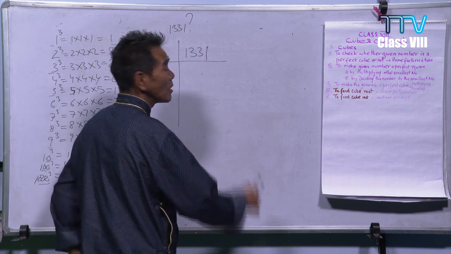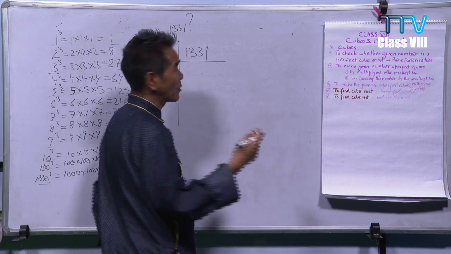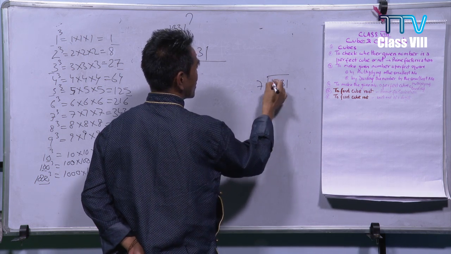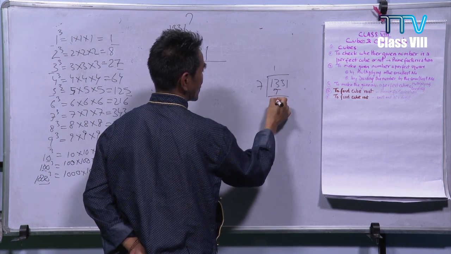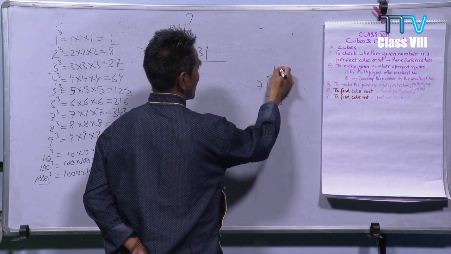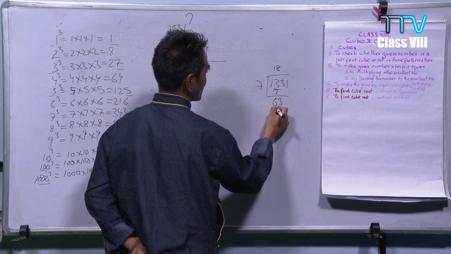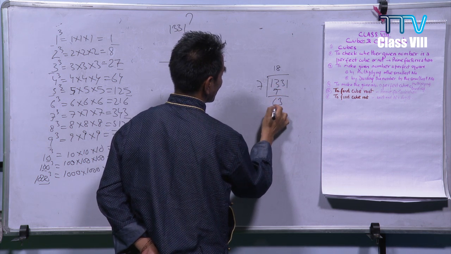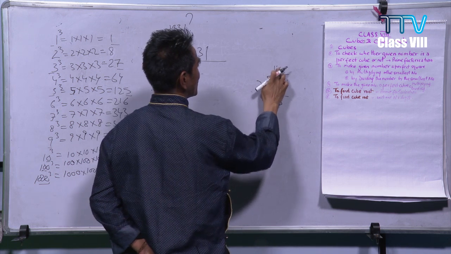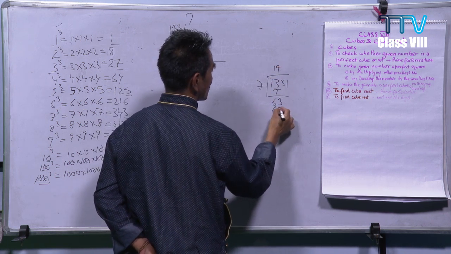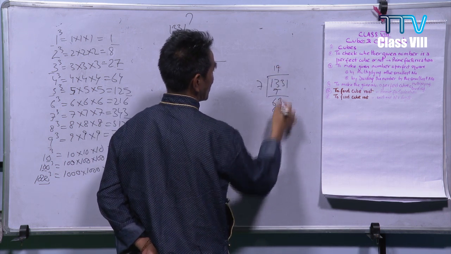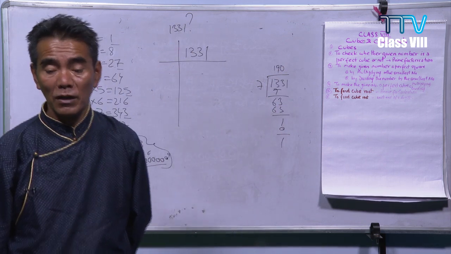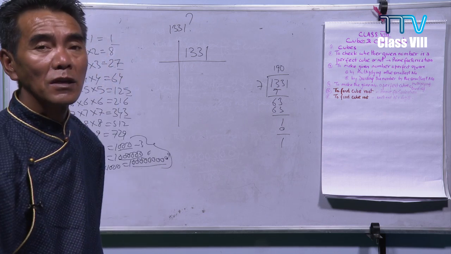Now 7 divided, you can call it the divisibility technique. For 1331, take the last digit 7 times 1 is 7, and we get 6 3. 7 times 8 is 56, 7 times 9 is 63, and 1 is left. Remaining number, so the number is not divisible by 7.